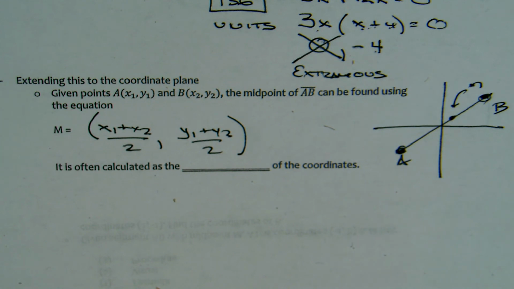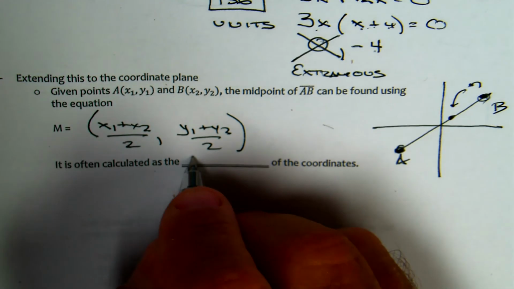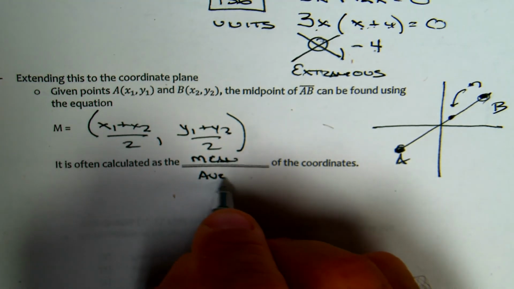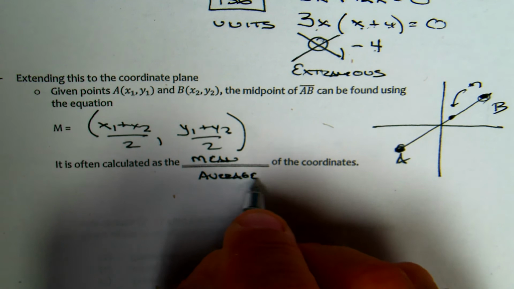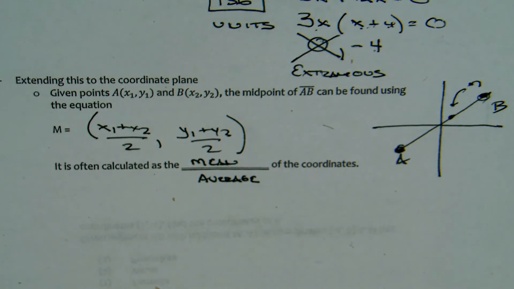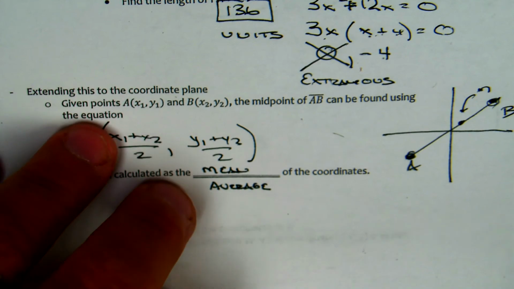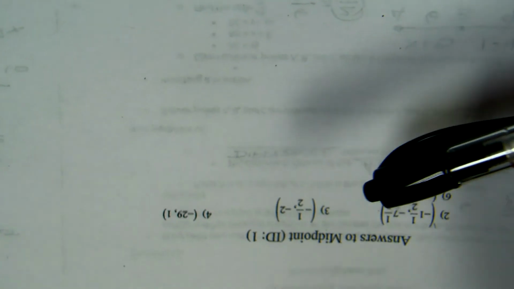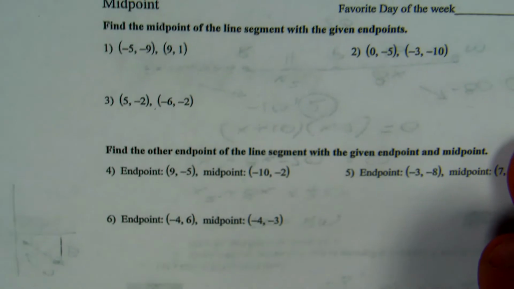Well, when we add two numbers and divide by 2, we call that the mean or the average of the coordinates. So that's all we're going to do. If we flip over the paper and look on the right-hand side of the notes, you'll see the answers are down there.